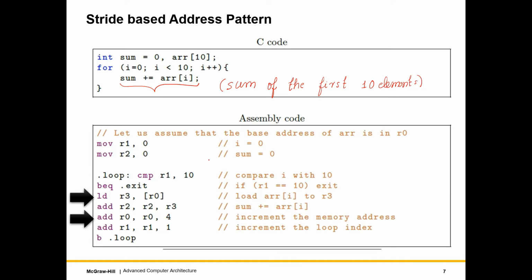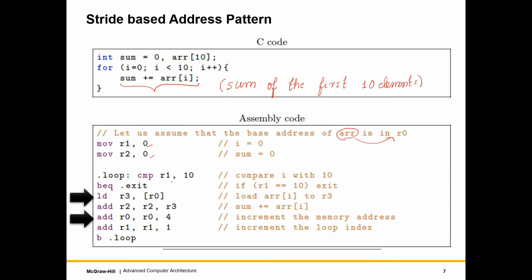If I were to do it in assembly, I can convert it to simple assembly where I map i to R1, sum to R2, and the base address of the array is stored in R0.